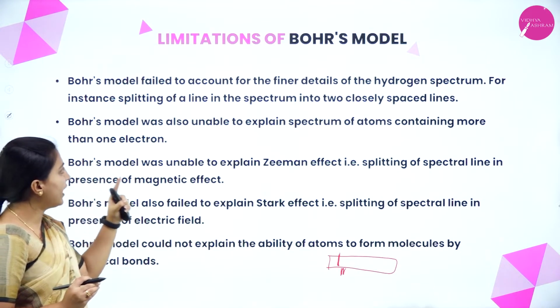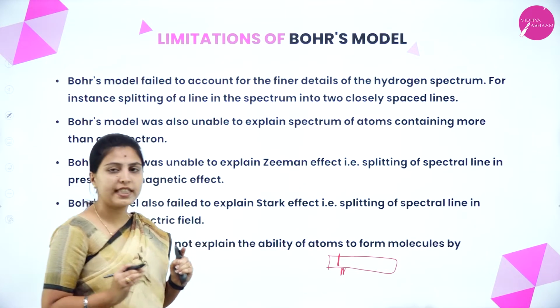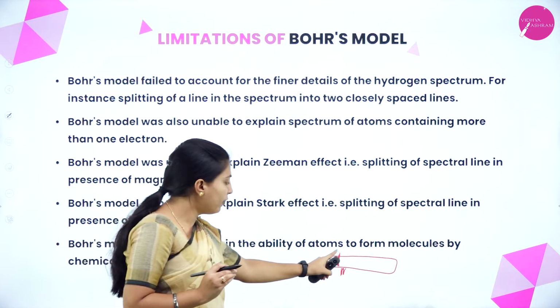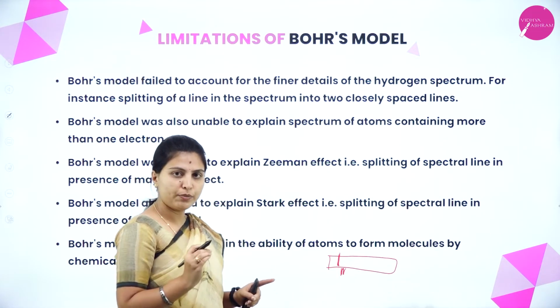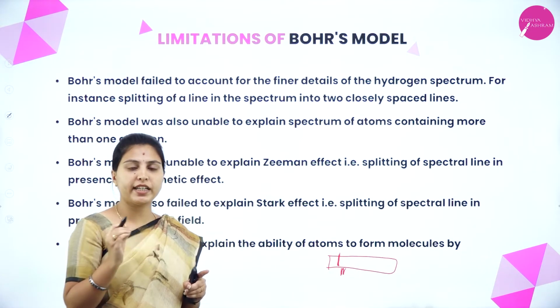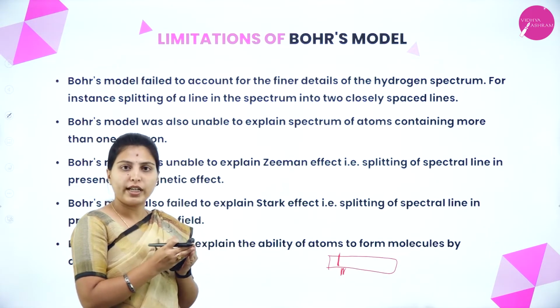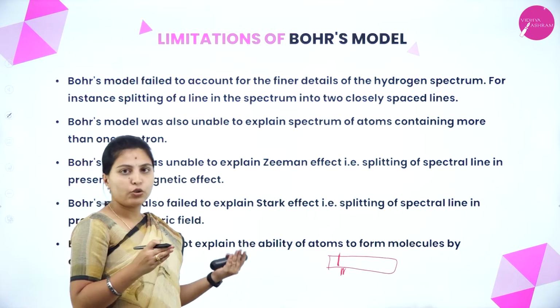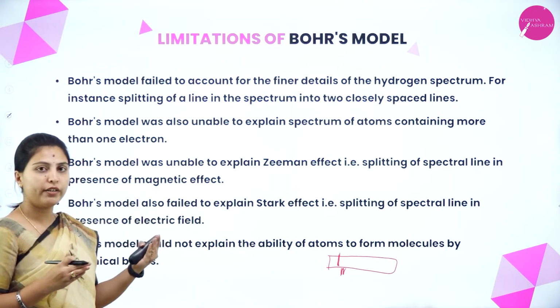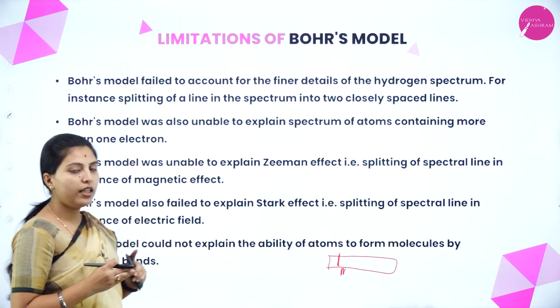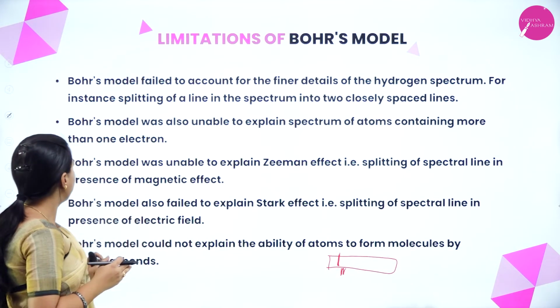Instant splitting of a line in the spectrum into two closely spaced lines. That's what I told now. This is one line of the spectrum. Within that, many finer spectral lines will be present close to one another. Those details he could not give, or he could not account for with complete details. This is the first limitation of Bohr.